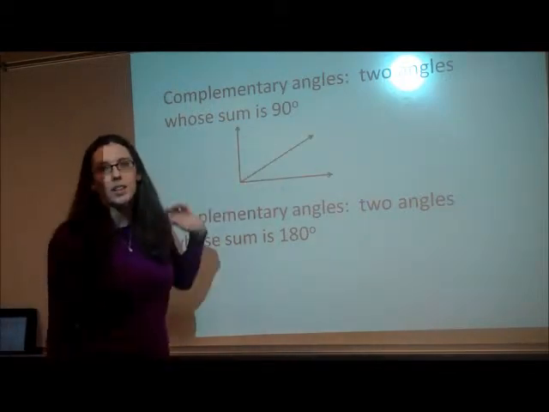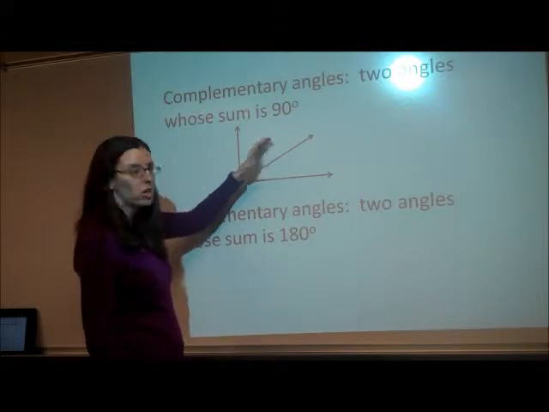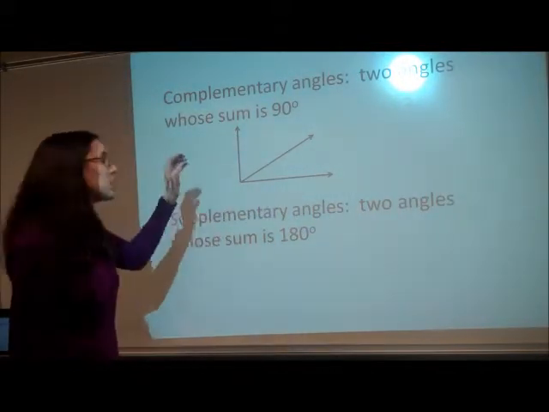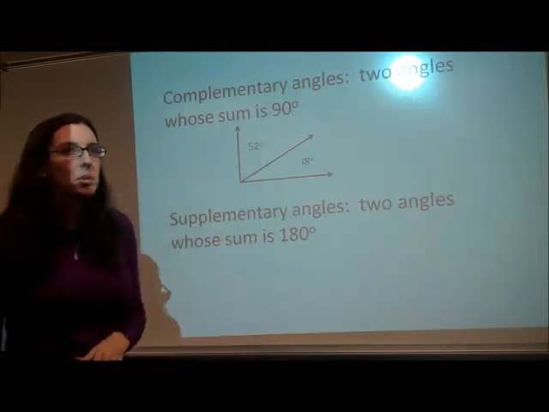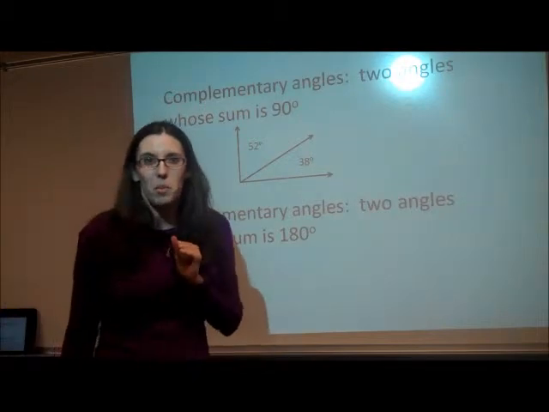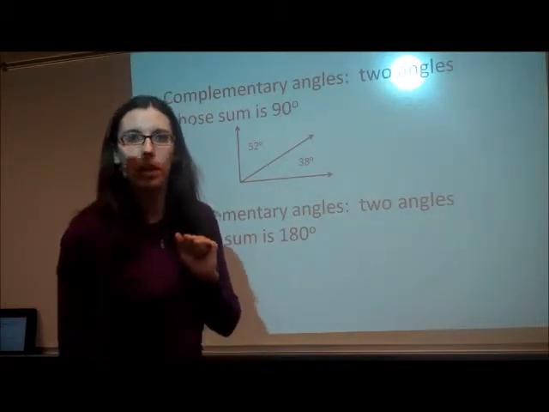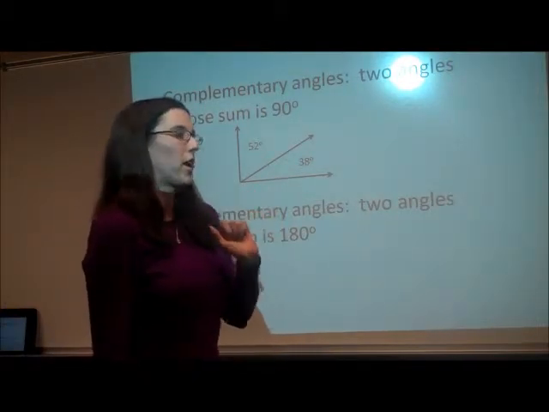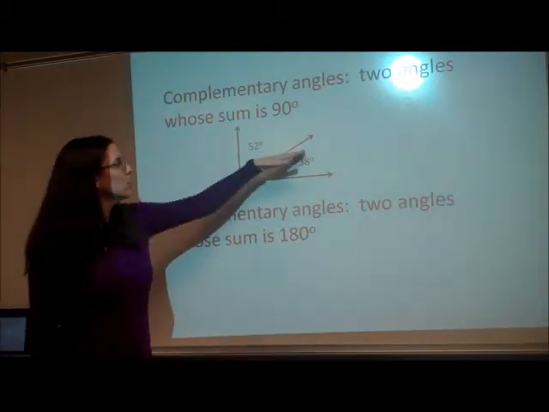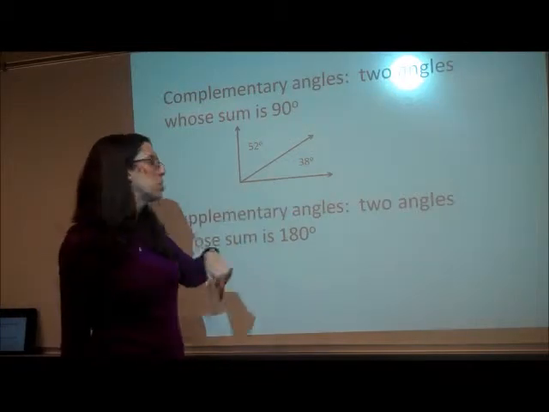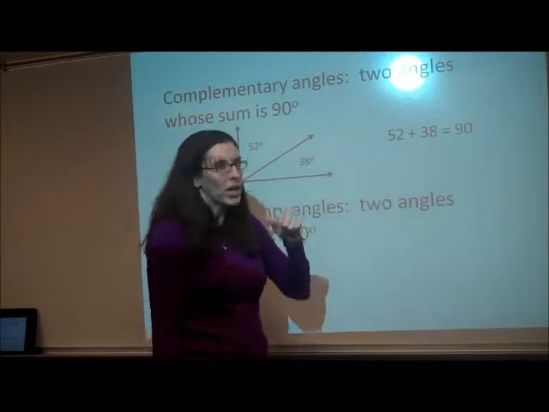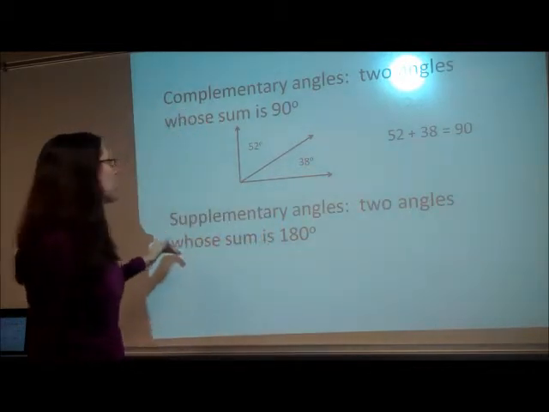So they may look like this. Now they don't have to be together. We could have one angle here and one angle over here. But as long as their measures add up to be 90 degrees, that means that it's complementary. One way you can remember that is that when you get a complement, it makes you stand up straight, like a right angle with the floor. So let's say this angle is 52 degrees, this angle's measure is 38 degrees. When we add 52 plus 38, we get 90, so those are complementary.